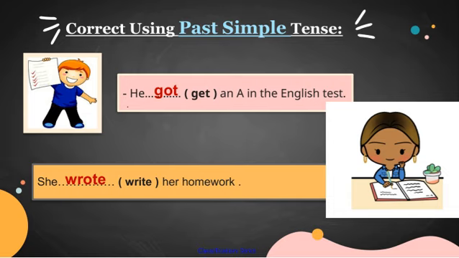The key point here is that for regular and irregular verbs in the past simple tense, we often add ed for regular verbs, but irregular verbs like write change completely, in this case to wrote, and get becomes got. Understanding these forms helps us talk about past actions clearly and accurately, which is essential for effective communication, especially when sharing past experiences or recounting events.